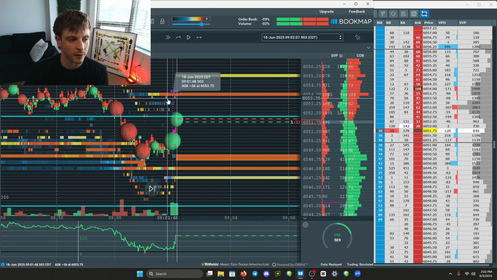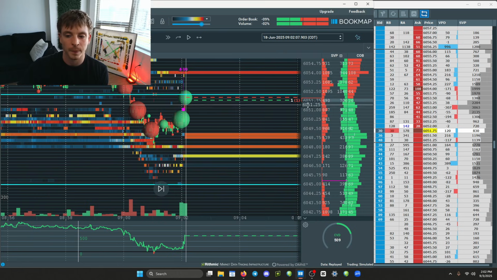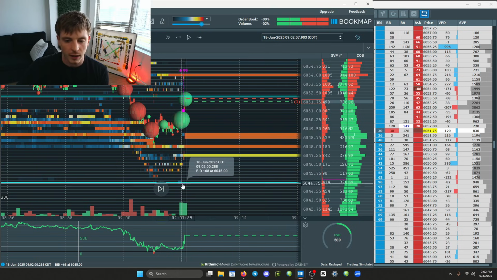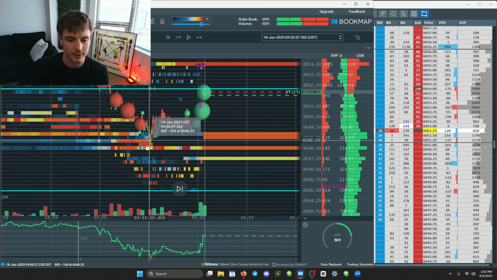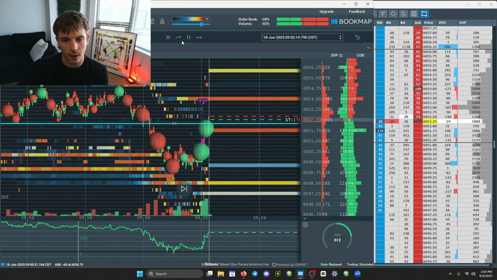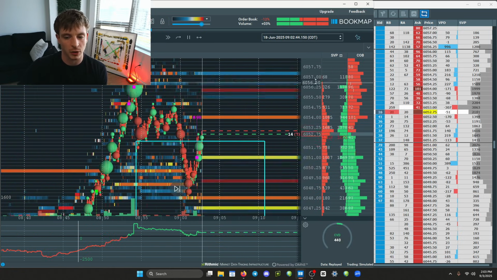If you want to invalidate the entire LVN continuation setup, you could put your stop loss all the way down at 60.45. But obviously that's a lot more risk that you're going to have to take on, and you could get a way better risk reward if you had just used this low. So what happens next is that aggressive buying is coming in now, and we are basically just going to wait here for our target to get hit.